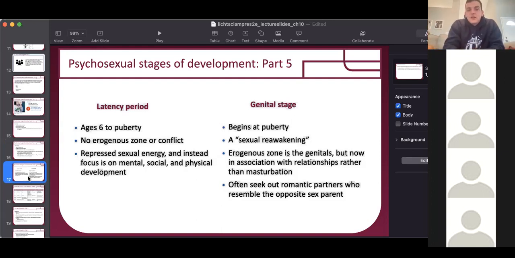It's the genital stage. So it begins at puberty. You have this sexual reawakening. So you're remembering all that weird sex stuff from the earlier part of your life. The erogenous zone is the genitals, but now it is association with other people rather than yourself. Okay, so slightly different focus there, even though it's a lot of the same energy. And according to Freud, you would often seek out romantic partners who resemble the opposite sex parent. Okay, if you're in a relationship right now, don't read too much into that. Again, this is Freud. This is definitely not something that everybody agrees on, but it's still something that we talk about.